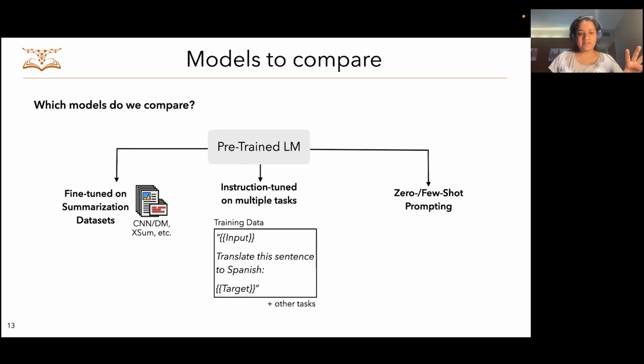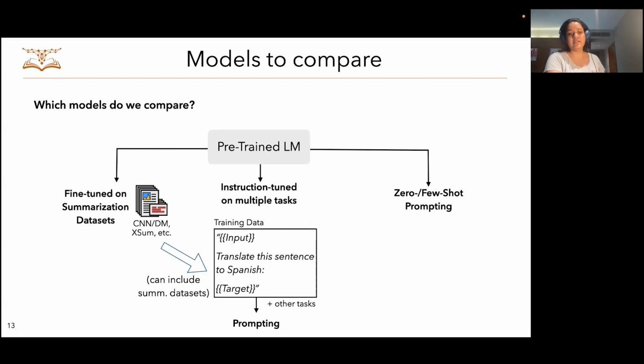And one of the reasons I said that this is between fine-tuned on summarization datasets and zero-shot prompting is because this training data can include summarization datasets. We don't have a lot of clarity in the data that OpenAI uses, but it's possible that the instruction-tuned models that we look at actually have CNN Daily Mail or XSum training data. And finally, just like zero or few-shot prompting, once we have this model, we can prompt it with instructions to generate the summary.